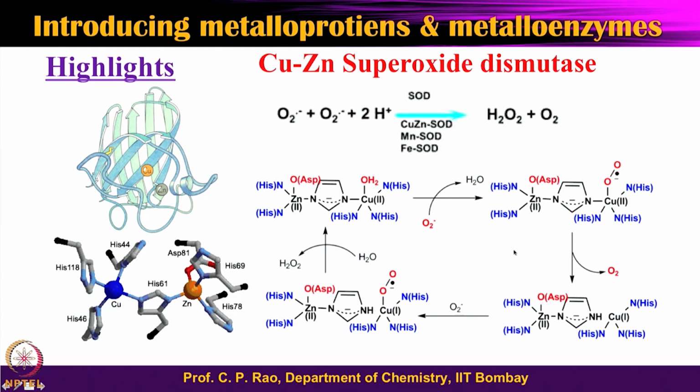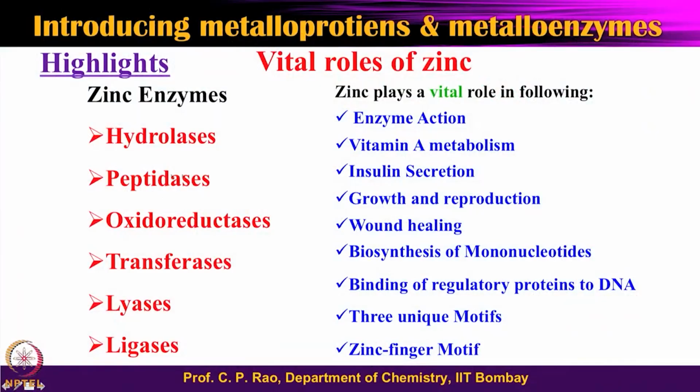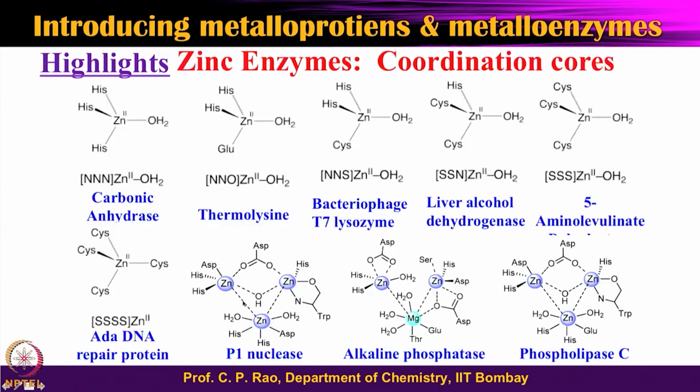Now, let us come to the zinc enzymes. Zinc is again a non-redox metal ion, but shows all kinds of reactions. Hydrolases, which will make the hydrolysis; peptidases, which will break the peptide bonds; oxidoreductases, which will bring oxidation reduction of the substrate. You can also add oxygen and remove the oxygen. Transferases, where groups are being transferred; lyases, where the bond is broken without the water; and the ligases, where bonds are added when they form a thing.